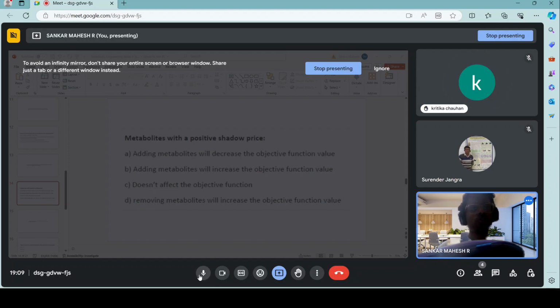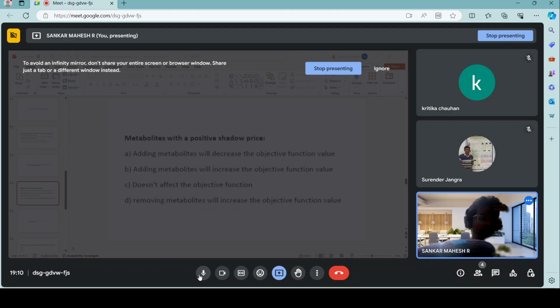So, mathematically, it is given as the negative of the change of objective function with respect to the change of the flux for that particular metabolite. This would mean that when we add the metabolite, it would increase Z because more of the metabolite is being available to the cell. This would reduce the shadow price.